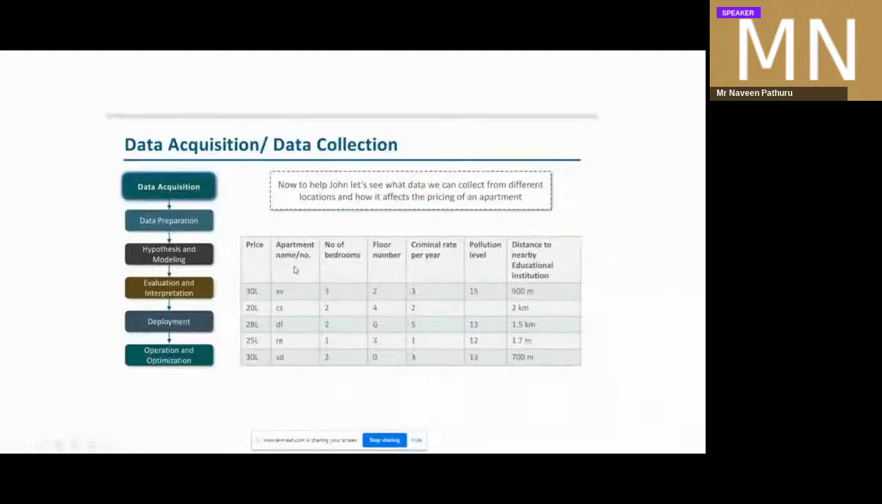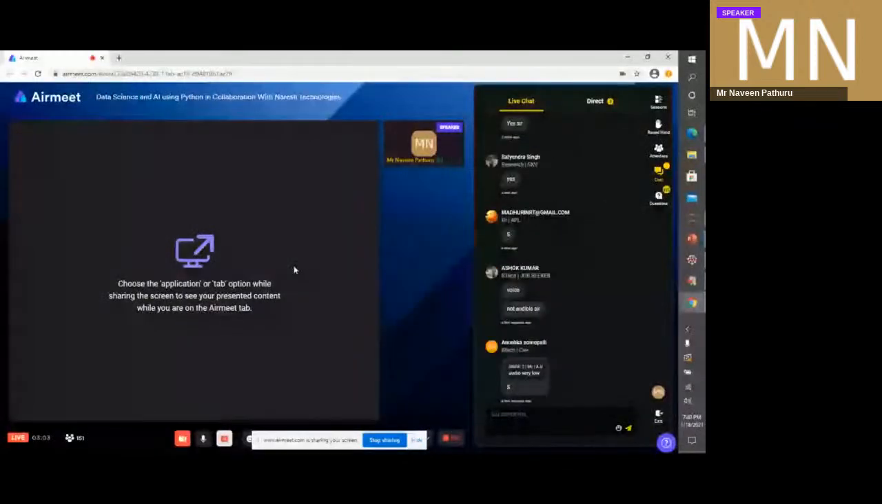Do you think based on the apartment name or number we can say the price of an apartment, guys, or do you think it is important? Based on the apartment number, you think the price will depend on, guys?